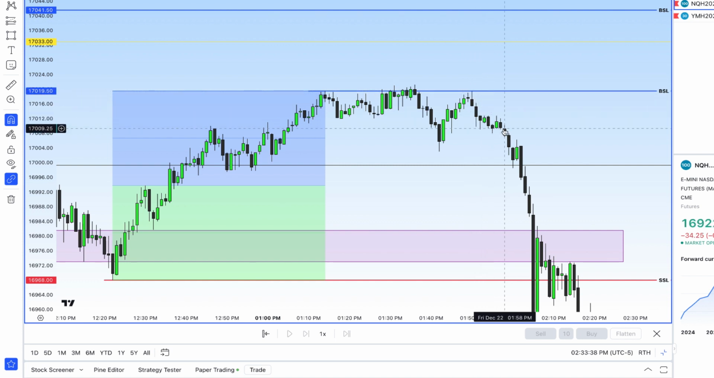So I watched price come down lower. When it closed below this candle right here, I knew that this mitigation block would propel us lower, and this candle starts going up into that, and this happens exactly at 201.